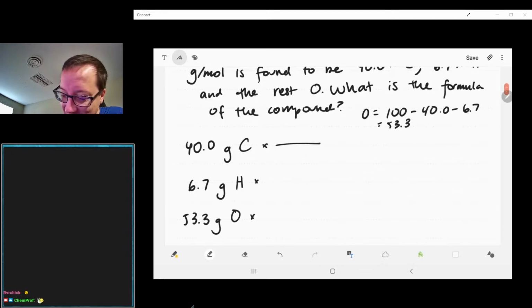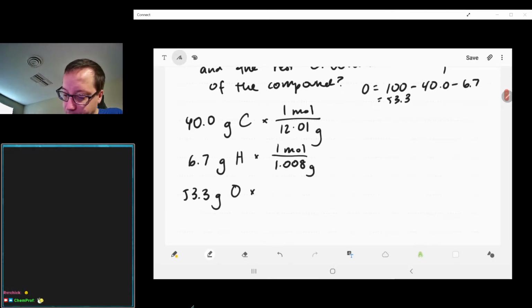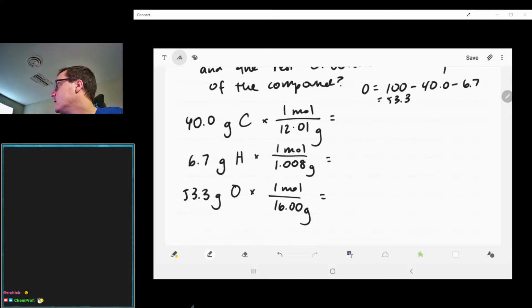I would suggest using moles. Just like before, we're going to use the molar mass of each of these elements to convert all of them into moles. Remember, all these values are from the periodic table.